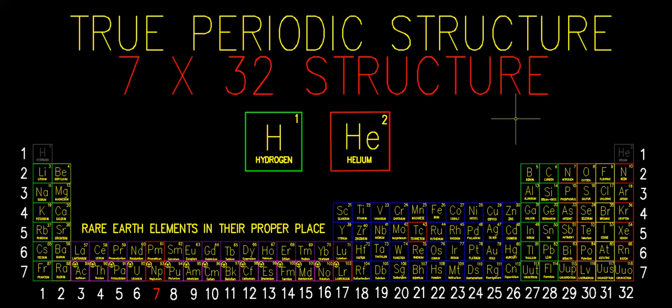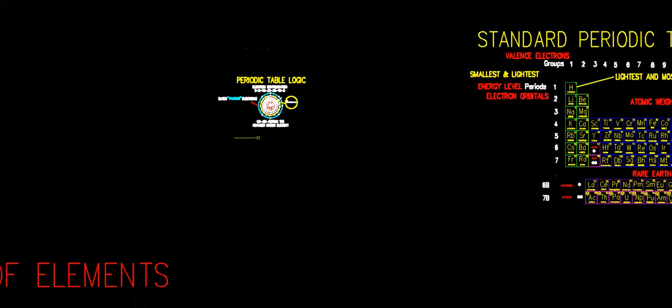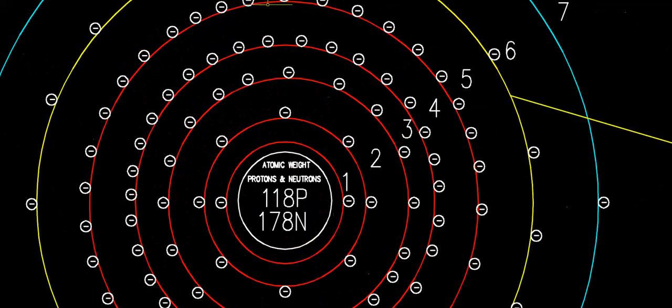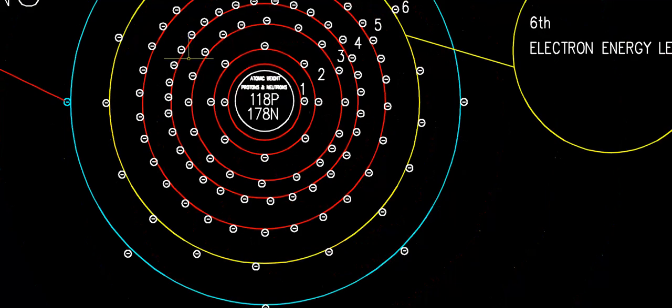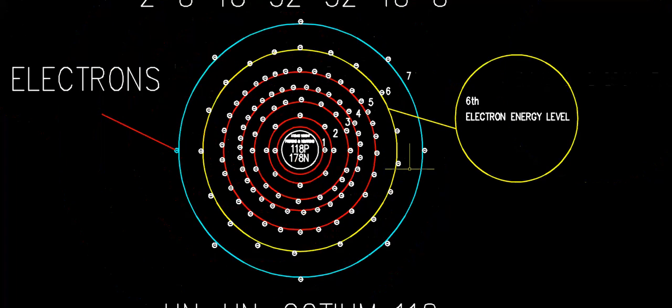So we know that the true periodic structure is 32 elements wide because 32 is the maximum number of electrons that can occupy a single one of those 7 energy levels. The elements get their placement horizontally by atomic weight and electron energy level. They get their placement vertically by the outer electrons, which typically determines the behavior of any given element.